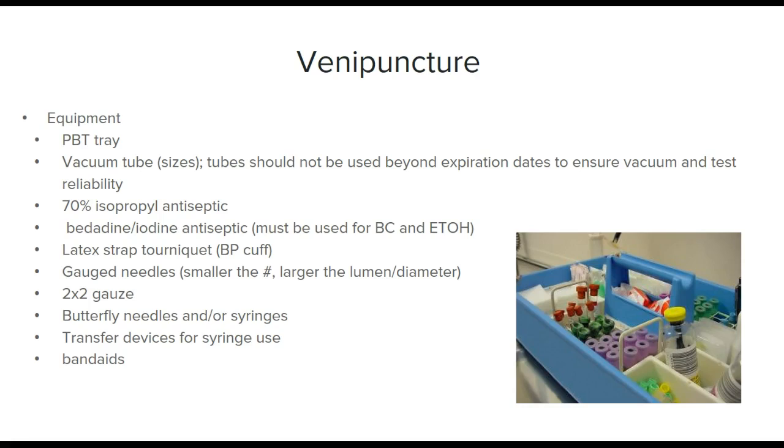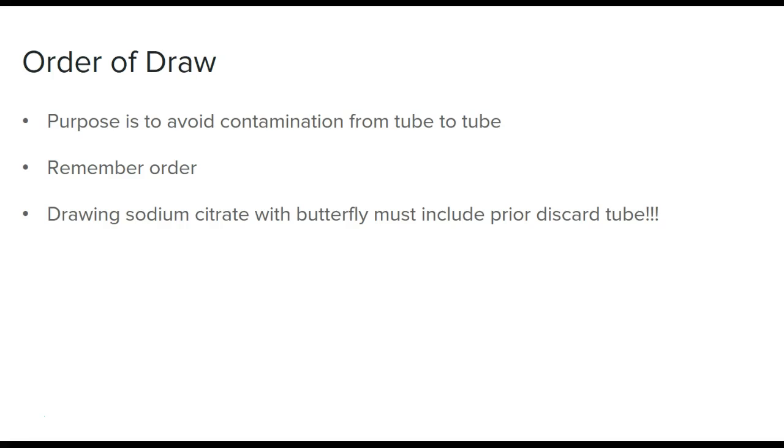Needles, of course, you need the needles and you need the holders that go with them. You need gauze, butterfly needles, syringes, the needles that go with those, transfer devices, Band-Aids. We also make sure that we have a pen to write things down with or to label our tube when we collect it. Okay, the order of draw.